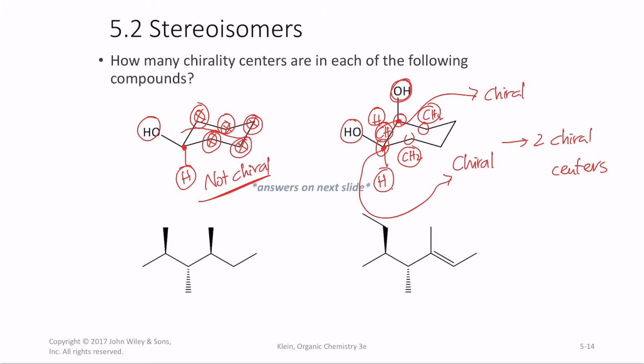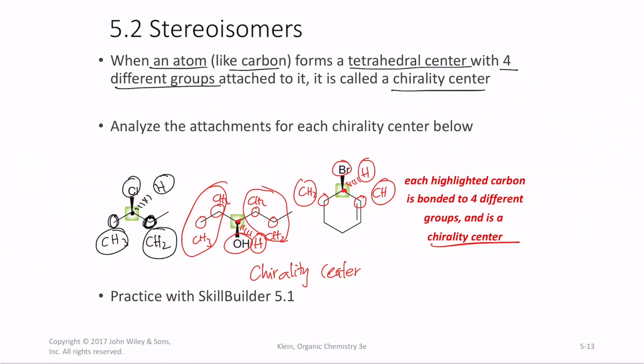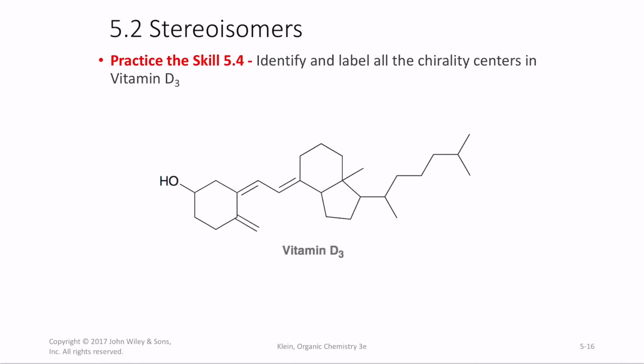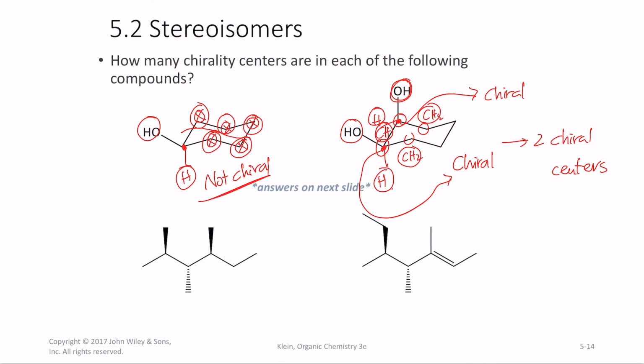So how do you know which ones are chiral centers and which ones are not? One way to do it is by identifying whether you have a specific group on one carbon. So one way to check it is first, all single bonded carbons are not chiral.